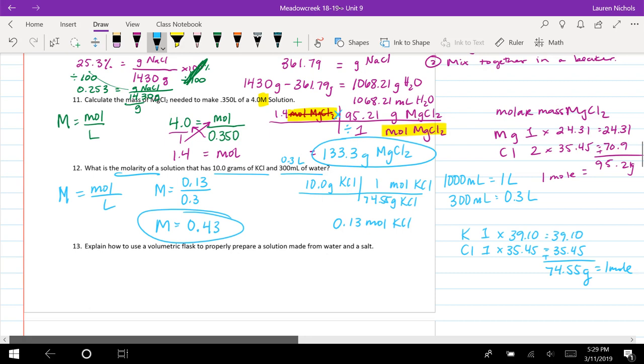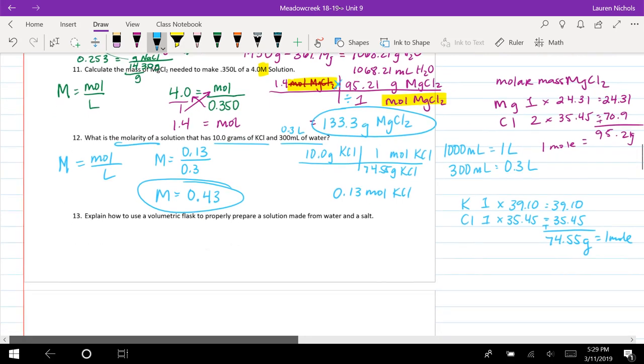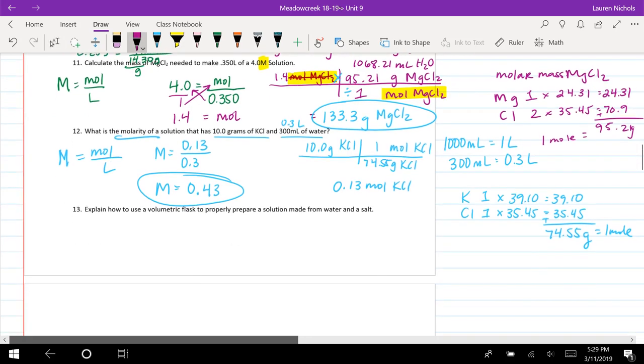Okay, now question 13 says, explain how to use a volumetric flask to properly prepare a solution made from water and salt. So, key thing to remember, a volumetric flask. You have a beaker, and it's got some lines on it. And then you've got the graduated cylinder, which is the tall, skinny one with lots of lines on it. So that's your cylinder. And then you've got an Erlenmeyer flask. That's the triangle shaped one. And it also has multiple lines on it.